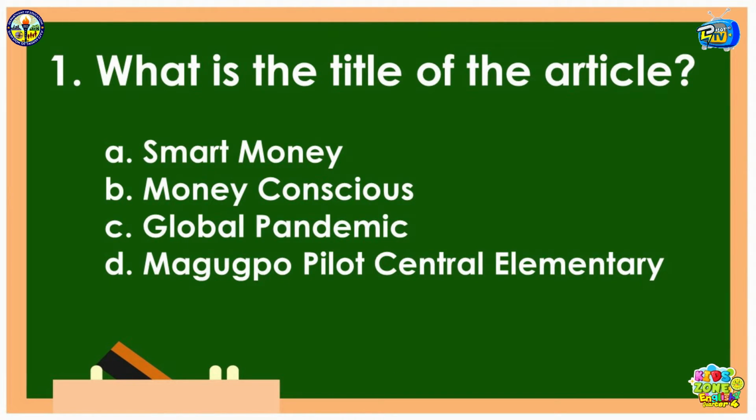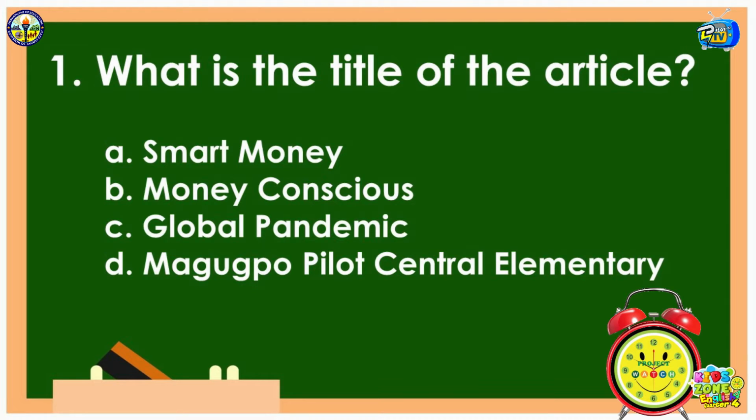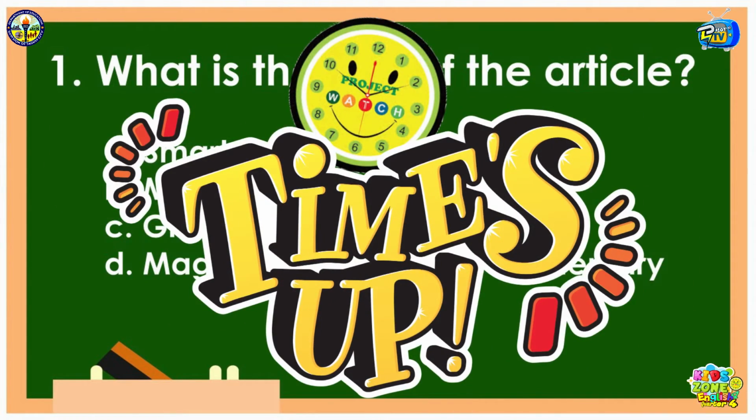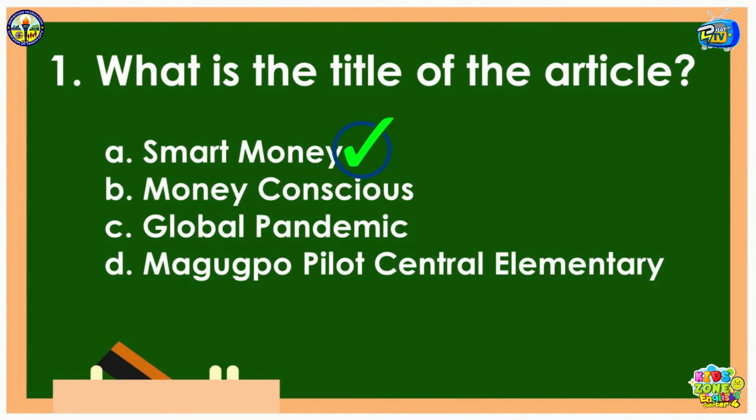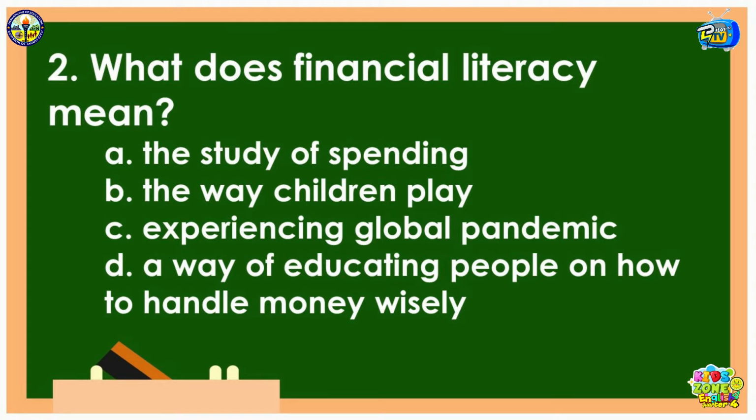Number 1. What is the title of the article? A. Smart Money. B. Money Conscious. C. Global Pandemic. D. Magugpo Pilot Central Elementary School. Time's up! Can you tell me your answer? Great! The correct answer is A. Smart Money.